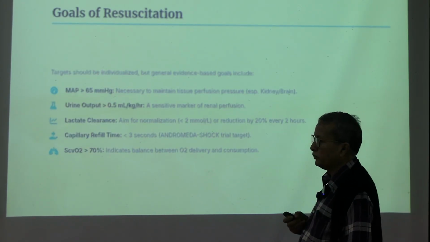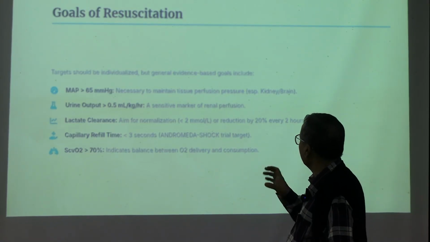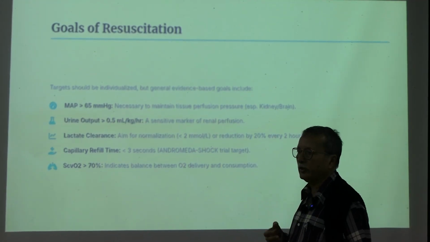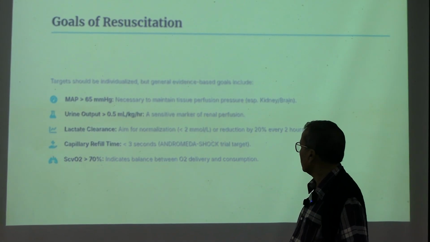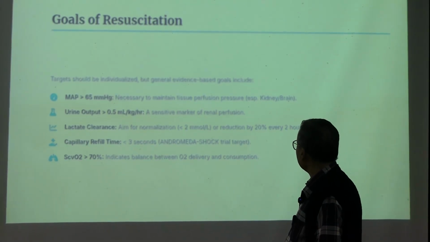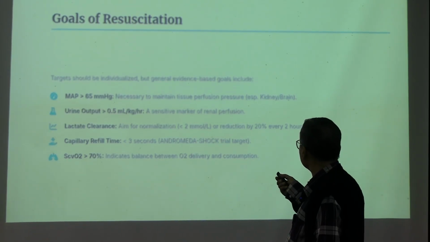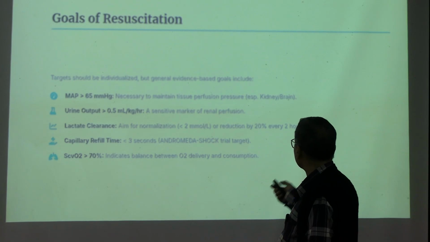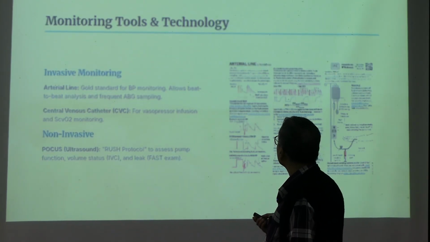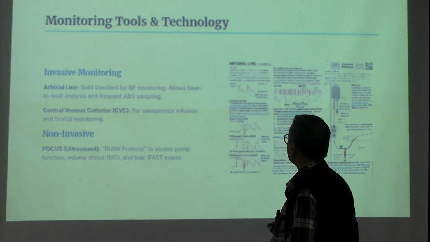Always remember that we have to see whether the patient is hydrated or not. How to know that? If the urine output is 0.5 ml per kg per hour, then the patient is responding well to your treatment. Then lactate clearance, and capillary refill time under 3 seconds, which indicates balance between O2 delivery and consumption, this is ScvO2. Monitoring tools you have to know after that.